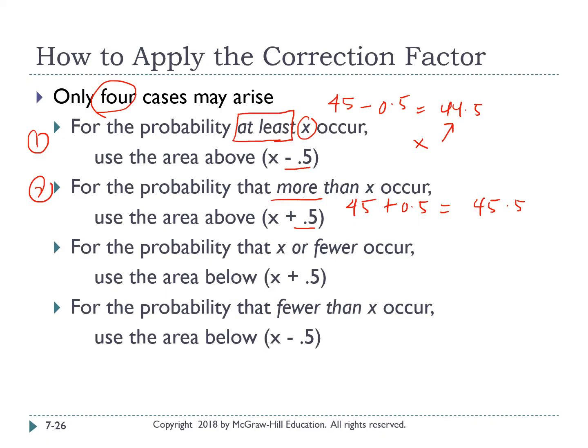The next case is case number 3. If the question asks, what is the probability that x or fewer than x occur? You have to add 0.5. And the last one is if the question asks, what is the probability that fewer than x occur, meaning fewer than 45. So 45 is not included in the question. If you have this kind of question, you have to subtract 0.5.